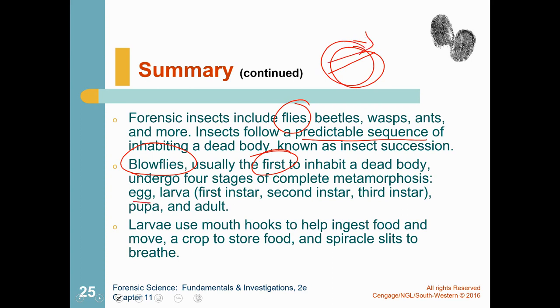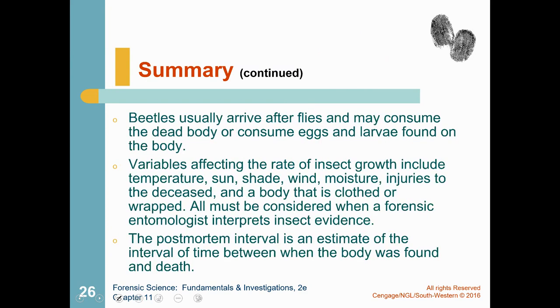The first stage is the egg, so the adult fly lays the egg. Then we have our larva stage. The larva stage is separated into the instar stages, which has to do with the spiracles: first, second, and third, 1, 2, and 3 spiracles. And the larvae use mouth hooks to help them ingest food, and then they move, store food, and breathe. All right, beetles usually arrive after the flies.